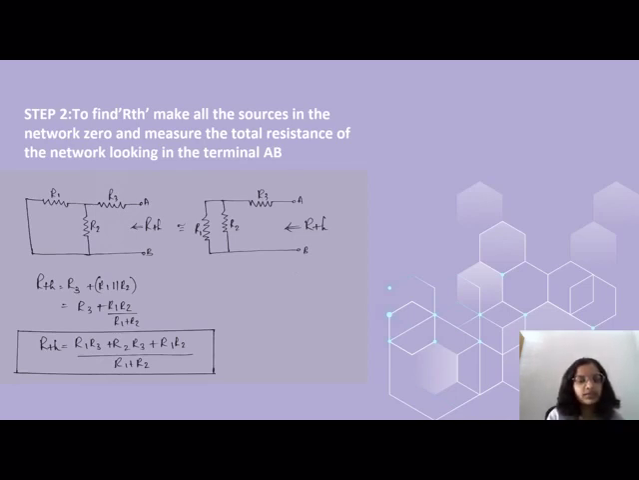Here is a simplified network in order to calculate Thevenin's resistance RTH, and RTH is equal to R3 plus (R1 parallel R2). Further simplifying this equation, we obtain the equation for Thevenin's resistance as (R1R3 plus R2R3 plus R1R2) by (R1 plus R2).